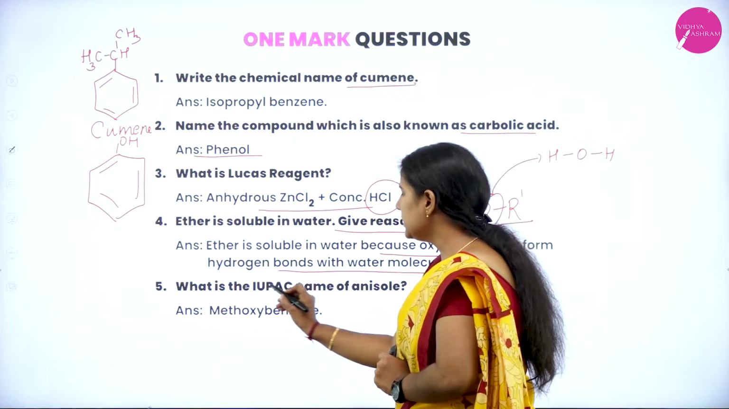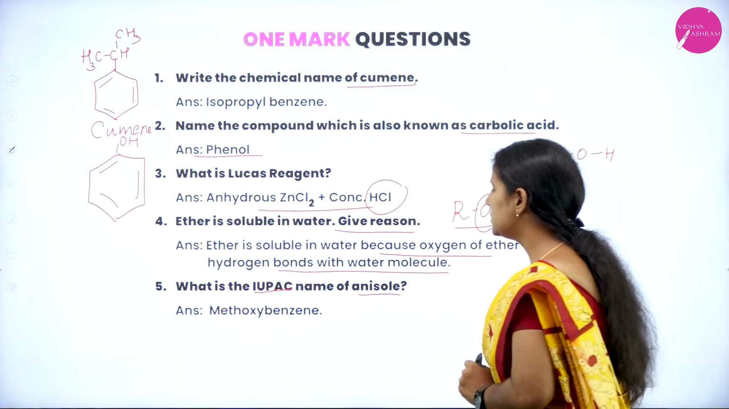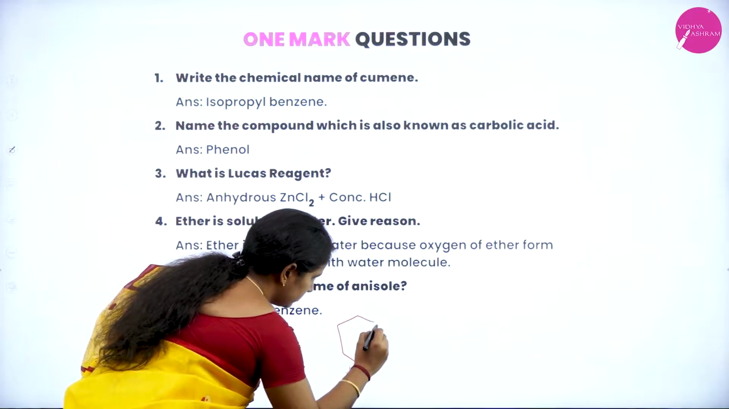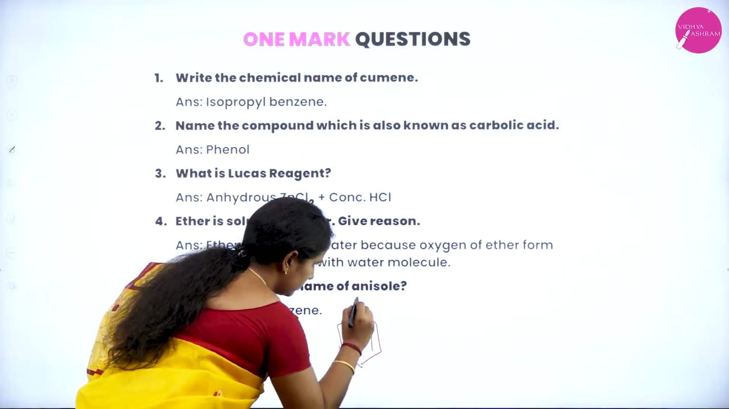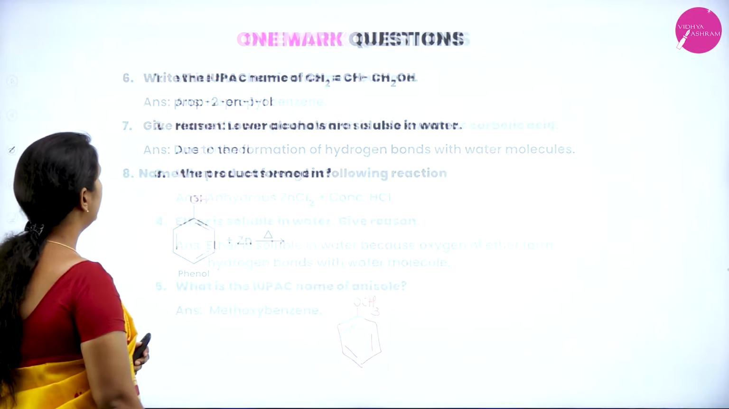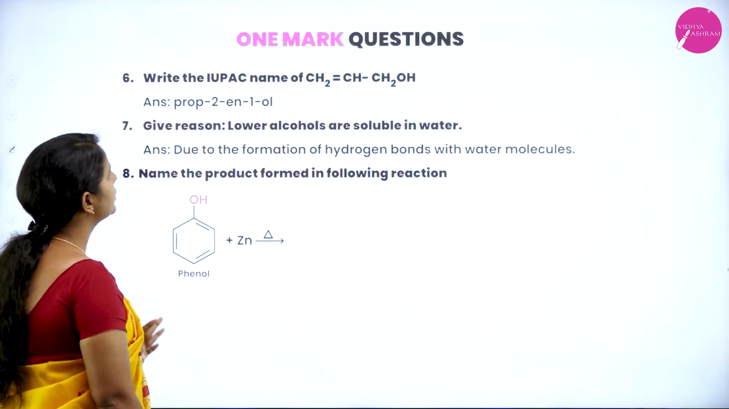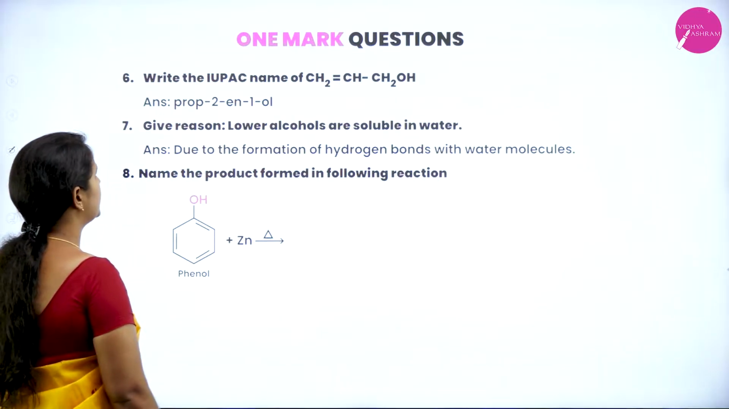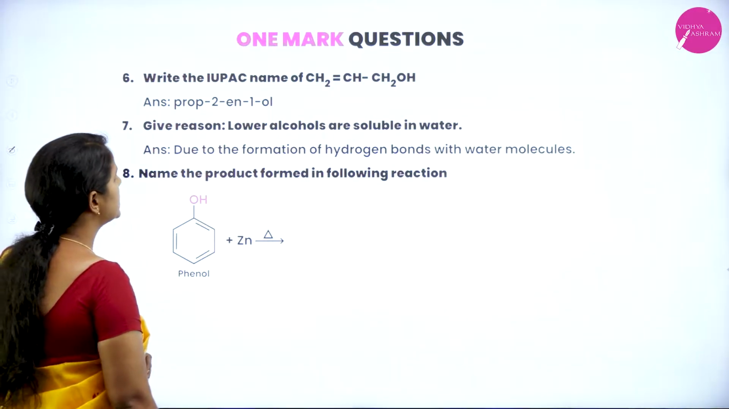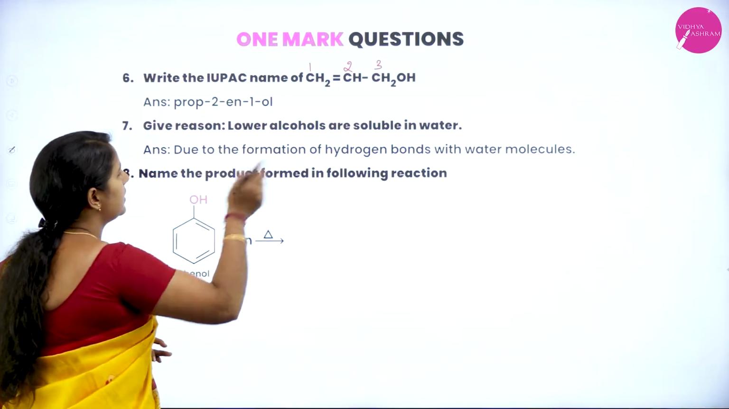Next question. What is the IUPAC name of anisole? The IUPAC name of anisole is methoxybenzene. Next question. Write the IUPAC name of CH2=CH-CH2OH. It is prop-2-en-1-ol. You can see that these are carbon atoms 1, 2, 3. So there are 3 carbon atoms.